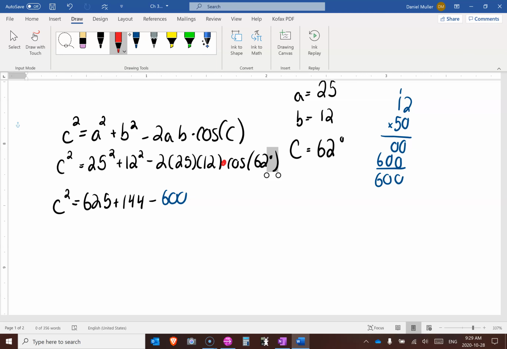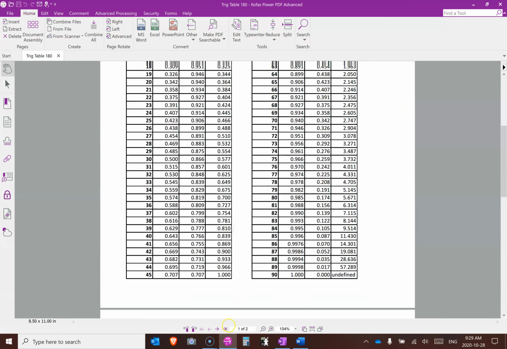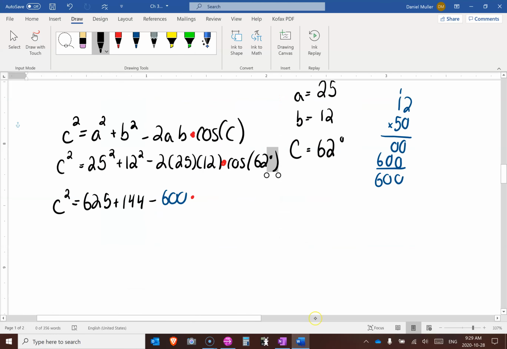times cos of 62. So where is that here? There's 62, cos is in the middle, 0.469. All right, so here we have 625 and 144, which we can add together.